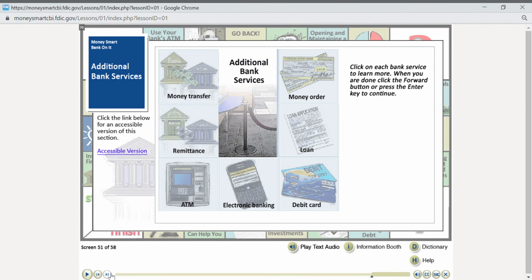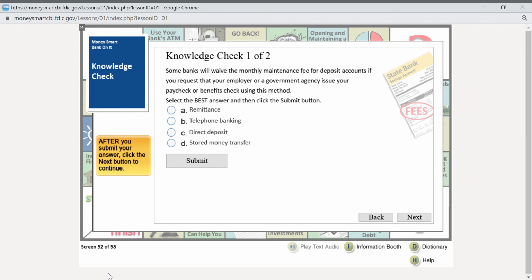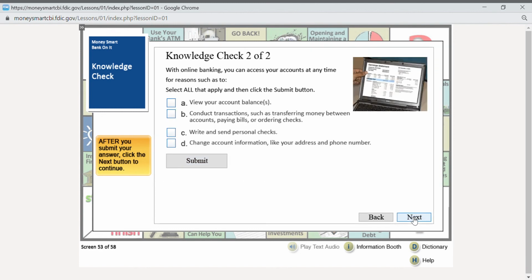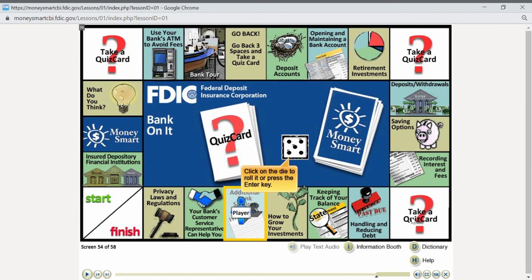Click the link below for an accessible version of this section. Let's check your knowledge with a couple knowledge check questions. Click on the die to roll it, or press the Enter key.